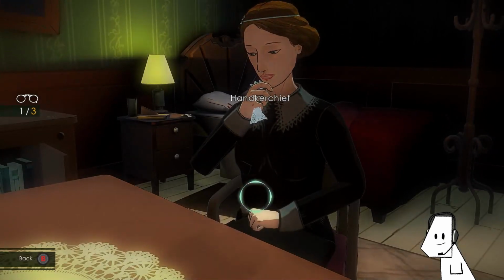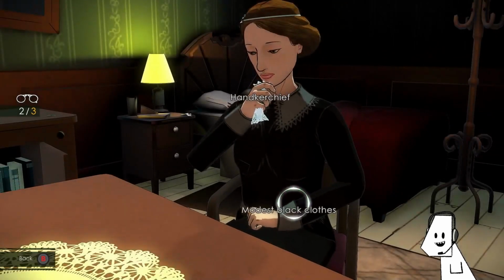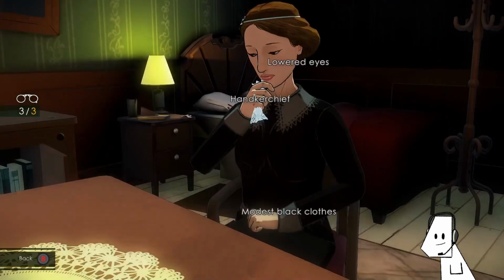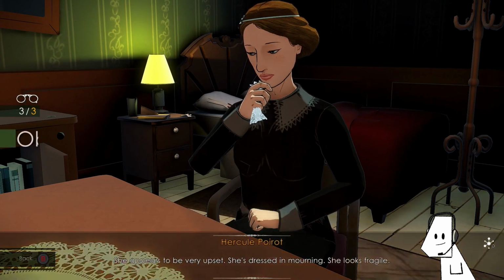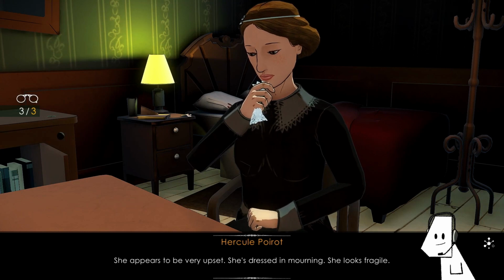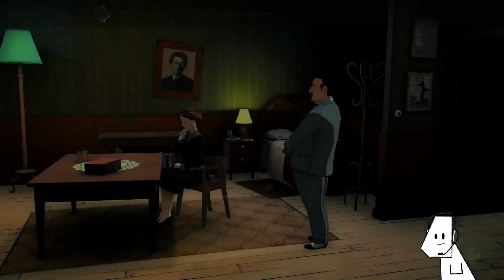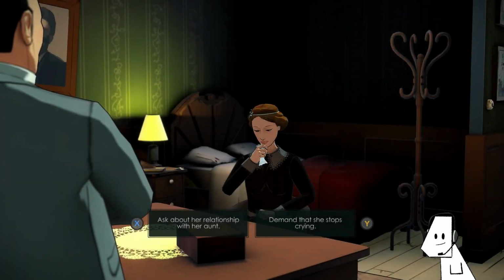Handkerchief. Black clothes, so she's in mourning already. She appears to be very upset. She's dressed in mourning. She looks fragile. Okay, let's have a word with her. Demand that she stops crying.